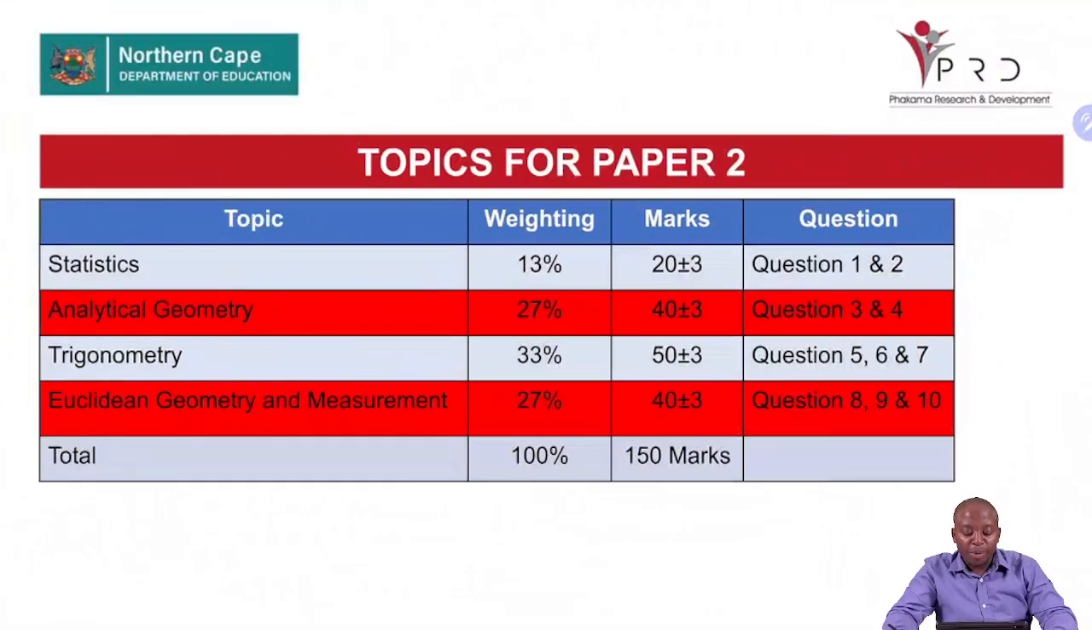Now, the topics for paper 2. In today's topic, we are focusing on analytical geometry, which weighs around 27% of our paper, which is 40 marks, and Euclidean geometry and measurement, which is 27% again, and that is 40 marks. Analytical geometry is found on questions 3 and 4, and Euclidean geometry and measurement is on questions 8, 9, and 10.